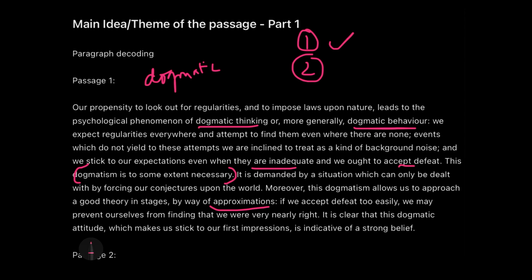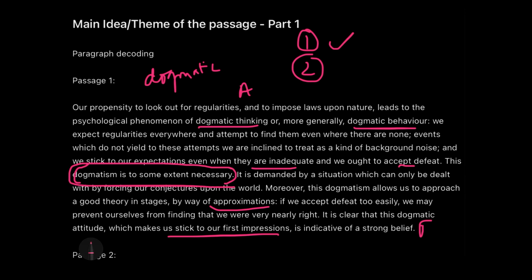It is clear that this dogmatic attitude, which makes us stick to our first impressions, is indicative of a strong belief. So, pehla against, this is for, and beech mein the most neutral sentence you see in the paragraph is dogmatism to some extent is necessary, and that becomes the main idea of this entire paragraph. तो अगर आपसे पूछा जाए कि इस पैराग्राफ के थ्रू ऑथर आपको क्या बताना चाहते हैं, तो ऑथर आपको यही बताना चाहते हैं कि डॉगमेटिज्म टू सम एक्सटेंट इज नेसेसरी ऑल्सो.